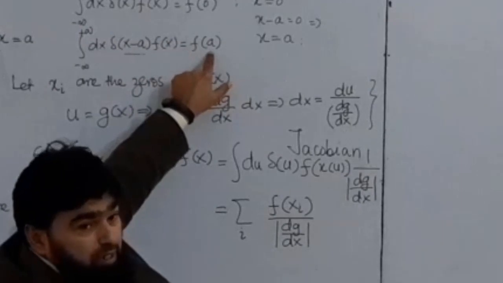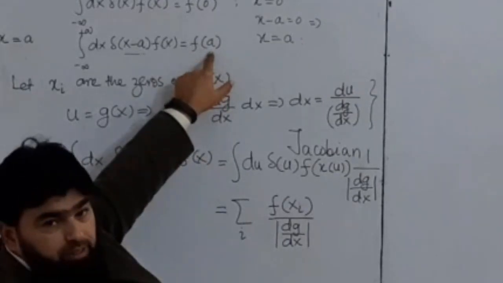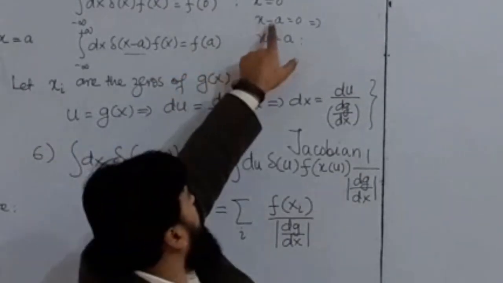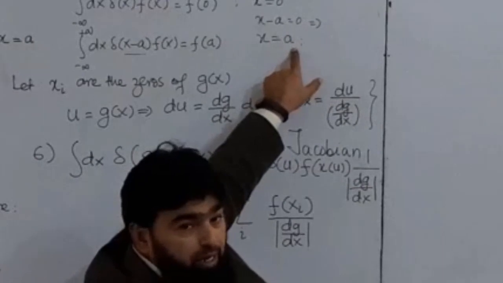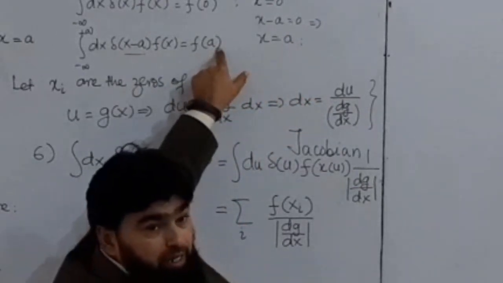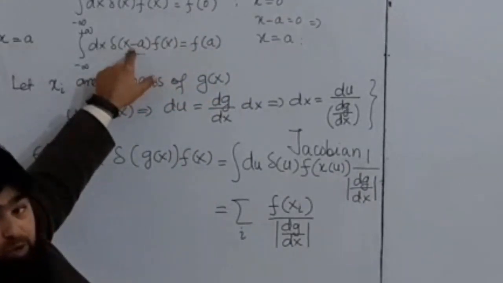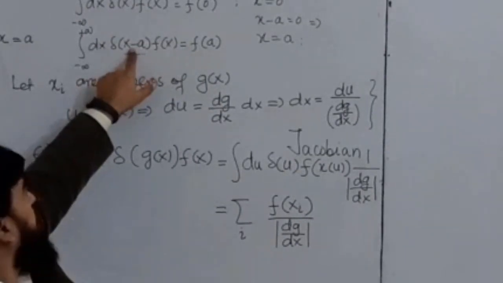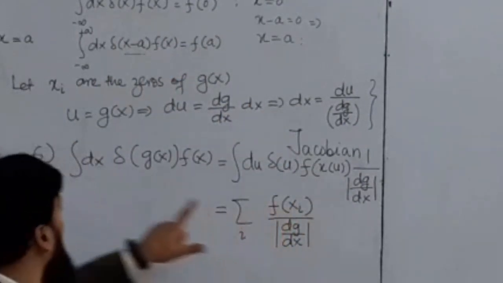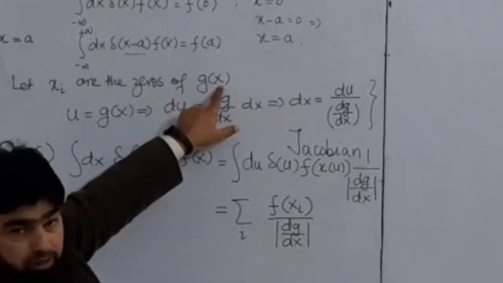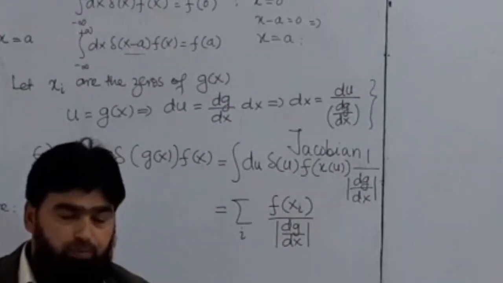this is f of a, clear? What is a? A was the first zero of x, because this was x minus a equal to 0, this equation was giving only one root, which was x equal to a, so we wrote f of a. Now our domain is not a single valued thing, it has many values, many zeros, so it will be f of all those zeros, so it is f of all those xi, because xi are the zeros of g of x. Now your domain is not a single valued function, it's a complete function.